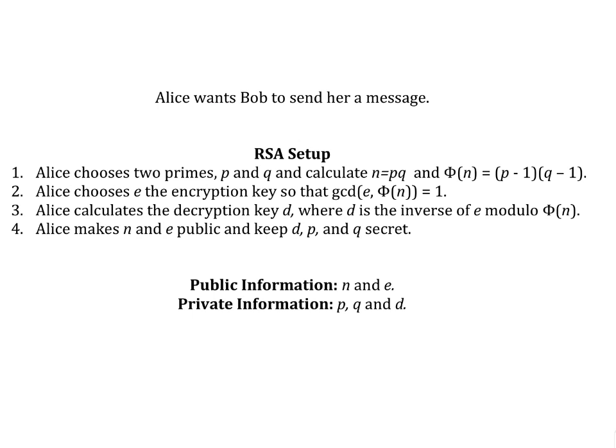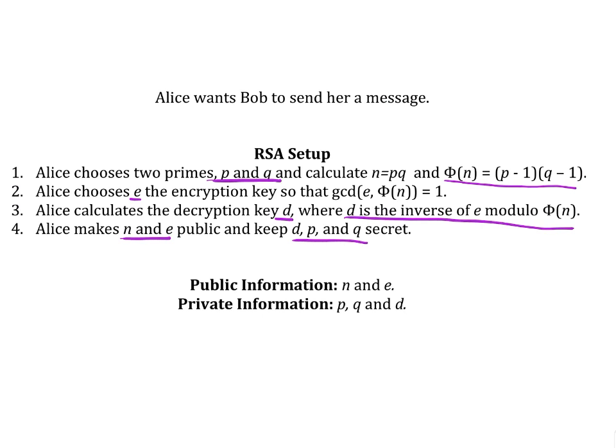Examples. So Alice wants to send Bob her message, and she chooses two primes, P and Q, and calculates n, which is P times Q, and phi of n, which as we saw in the previous video is just going to be P minus 1 times Q minus 1. And she chooses an exponent E, the encryption exponent, so that the greatest common divisor of E and phi of n is equal to 1. And she calculates the decryption key D, where D is the inverse of E mod phi of n. That's why it had to be relatively prime to phi of n, so it has an inverse. She publicizes n and E and keeps D, P, and Q secret.